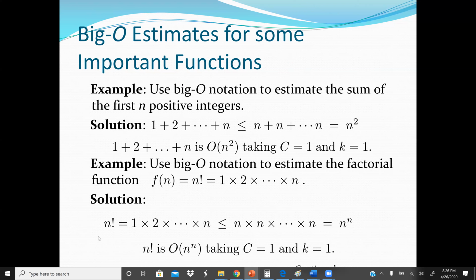So here we know that n factorial will be 1 times 2 times 3 all the way to n. It should be less than or equal to n times n times n times n throughout. So that n times n times n times n will give me n to the power n. So this will hold: n factorial is big O of n to the power n, taking c as 1 and k also 1. And the reason why is that, again, factorial means we are multiplying the values.